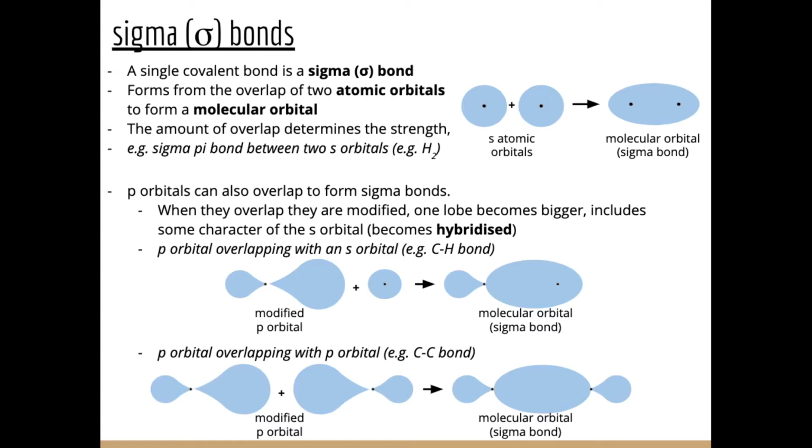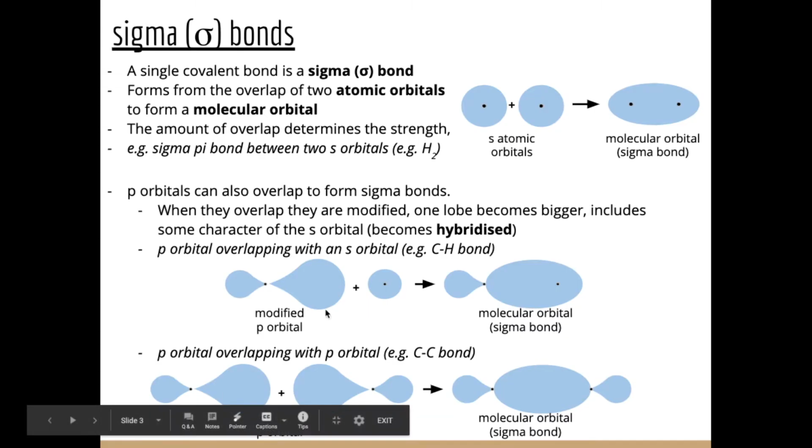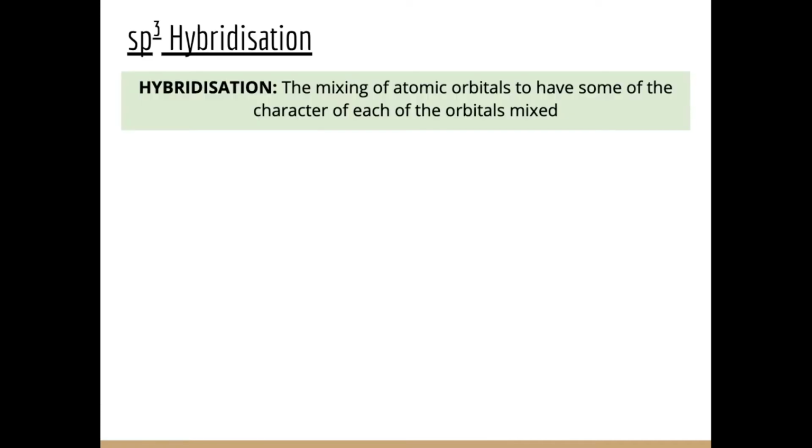If we look at a diagram of that, it looks like this, where the p orbitals become slightly modified, one lobe becomes bigger, and then you form a molecular orbital like so. But we said that the p orbitals have changed, they've hybridized. They're not really p orbitals anymore, they're slightly modified. And that's this idea of hybridization: the mixing of atomic orbitals to have some of the character of each of the orbitals mixed.